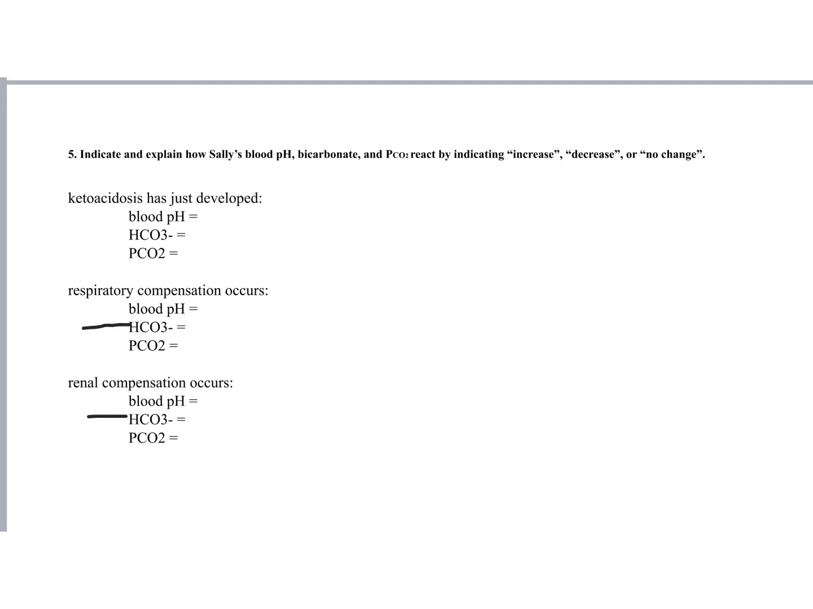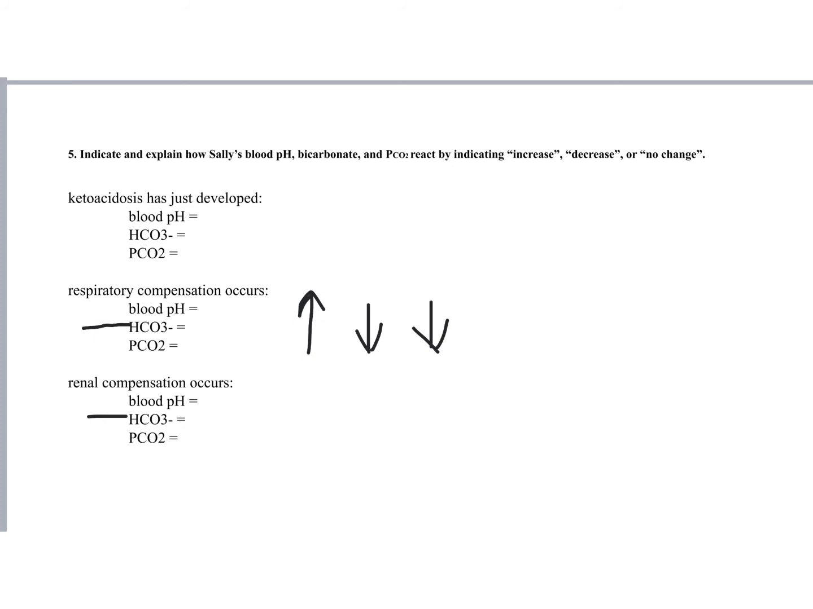So what changes whenever the respiratory compensation occurs? Well, then the blood pH is going to start to increase because now she is hyperventilating. The bicarbonate levels are going to decrease because it's going to shift the carbonic acid reaction to the right. And then the carbon dioxide levels are going to also decrease because respiratory compensation for ketoacidosis is hyperventilation.